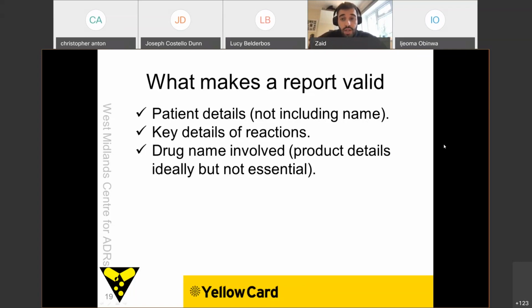And the final point is just the reporter's details. So your name and a contact number, like a phone number or an email address. I'll talk about this in the next slide about misconceptions about the scheme. But this is just in case the MHRA want to contact you to follow up on your report, to confirm some details about your report.